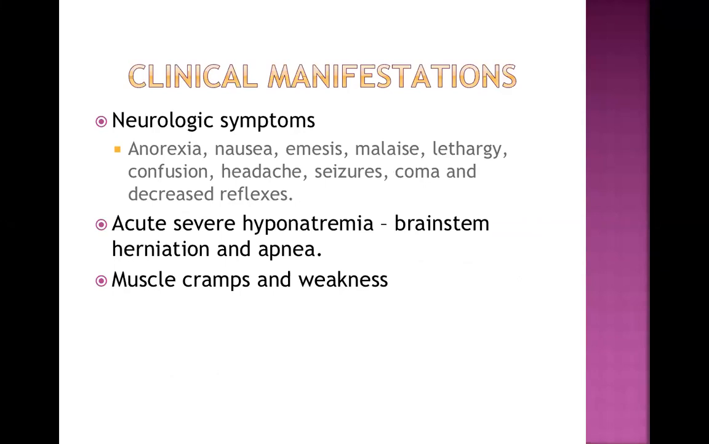What are the clinical manifestations in the child because of hyponatremia? Again, one of the most important organs involved is the brain. And in the brain, the important manifestations are seizure, raised intracranial pressure, as well as coma. Now see here, anorexia, nausea, vomiting, emesis is another term for vomiting, malaise, lethargy, confusion, headache, seizure, coma, and decreased reflexes may be there because of the involvement of the brain.